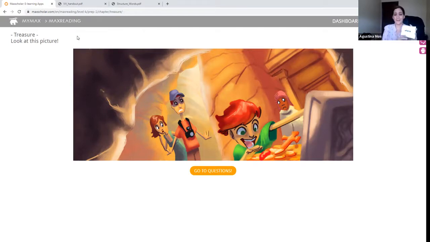But the fact is that by using these structure words as prompts to ask them questions, they are visualizing, looking into the picture to see what they find, and then verbalizing the answers. So it's very important to have these words available.